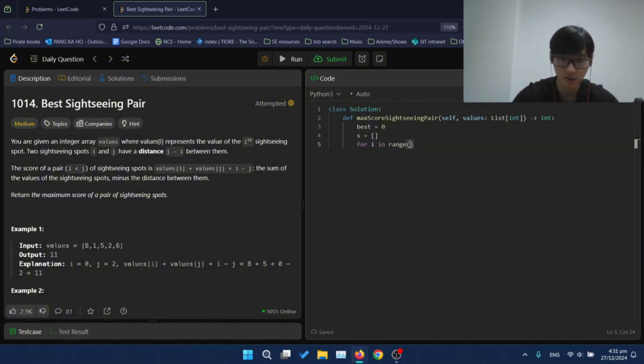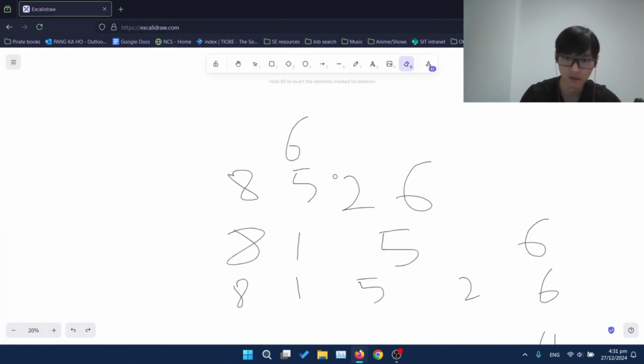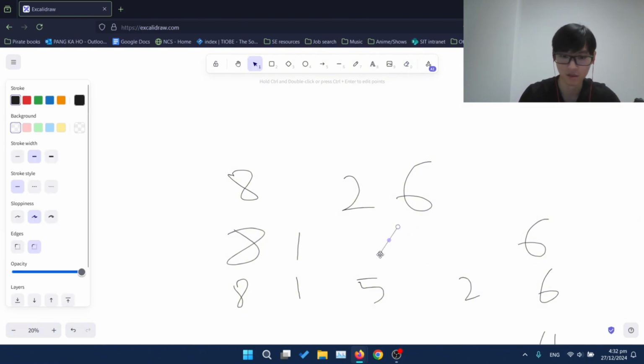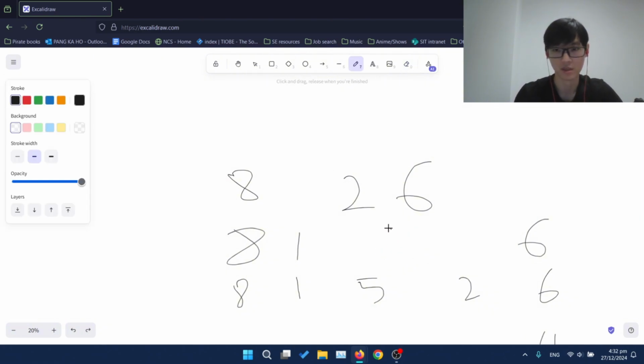For i in range of n, and it's a list of values. Just an intuition, which, yeah, probably not the best. Values of -1. We are doing decreasing. What if this was 6? What if this was 6?